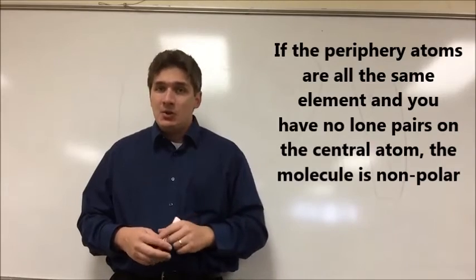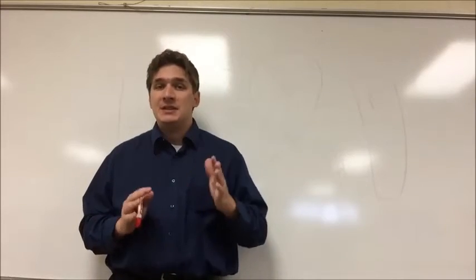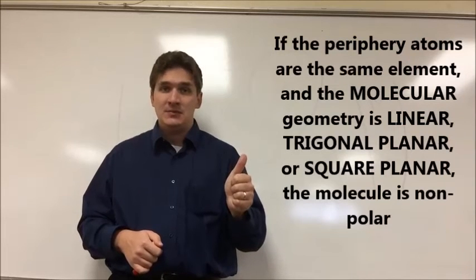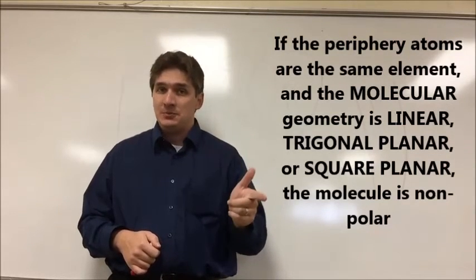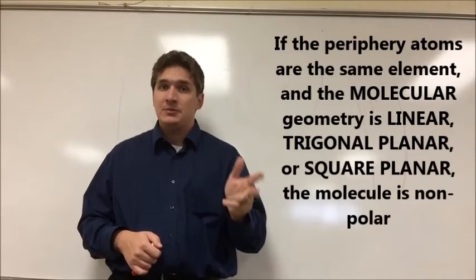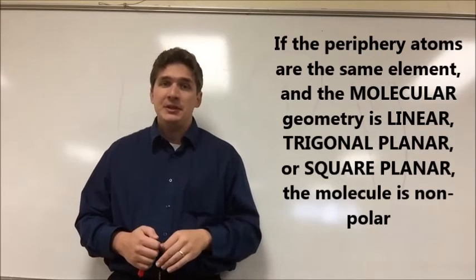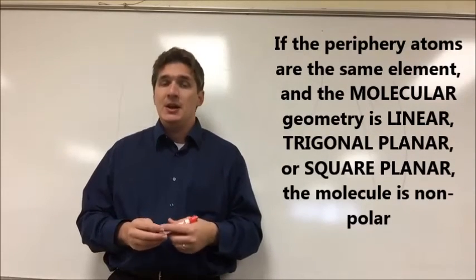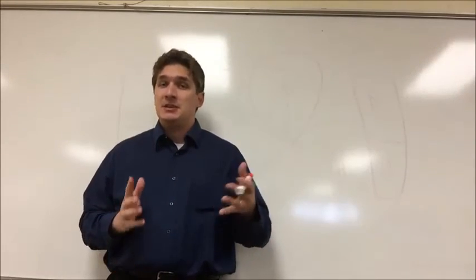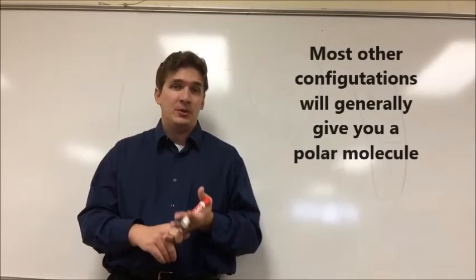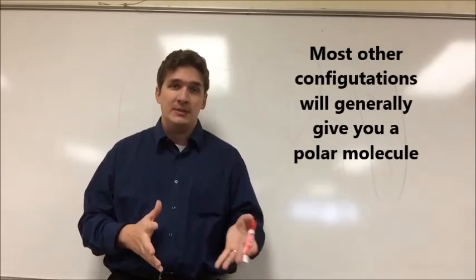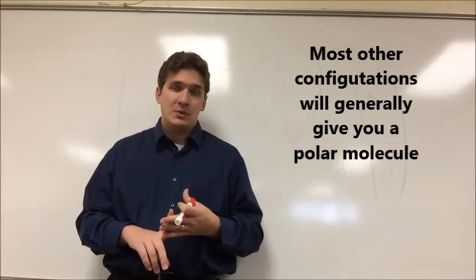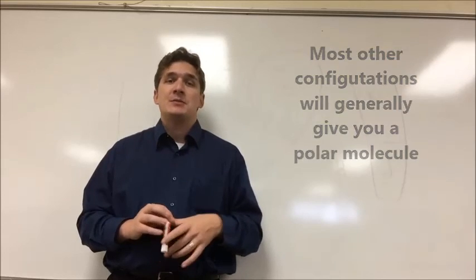If you do have lone pairs sitting on the central atom and you have the same periphery atoms, you're going to have a nonpolar molecule if it's linear in terms of its molecular geometry, if it's trigonal planar, or if it's square planar. Those are the only 3 cases where you can still have lone pairs on the central atom and still get a nonpolar molecule. Otherwise, everything else, particularly if you have different periphery atoms, not all hydrogen or not all one element, and if you have lone pairs on the central atom that don't give you linear, trigonal planar, or square planar, then in that case you're going to have a polar molecule.